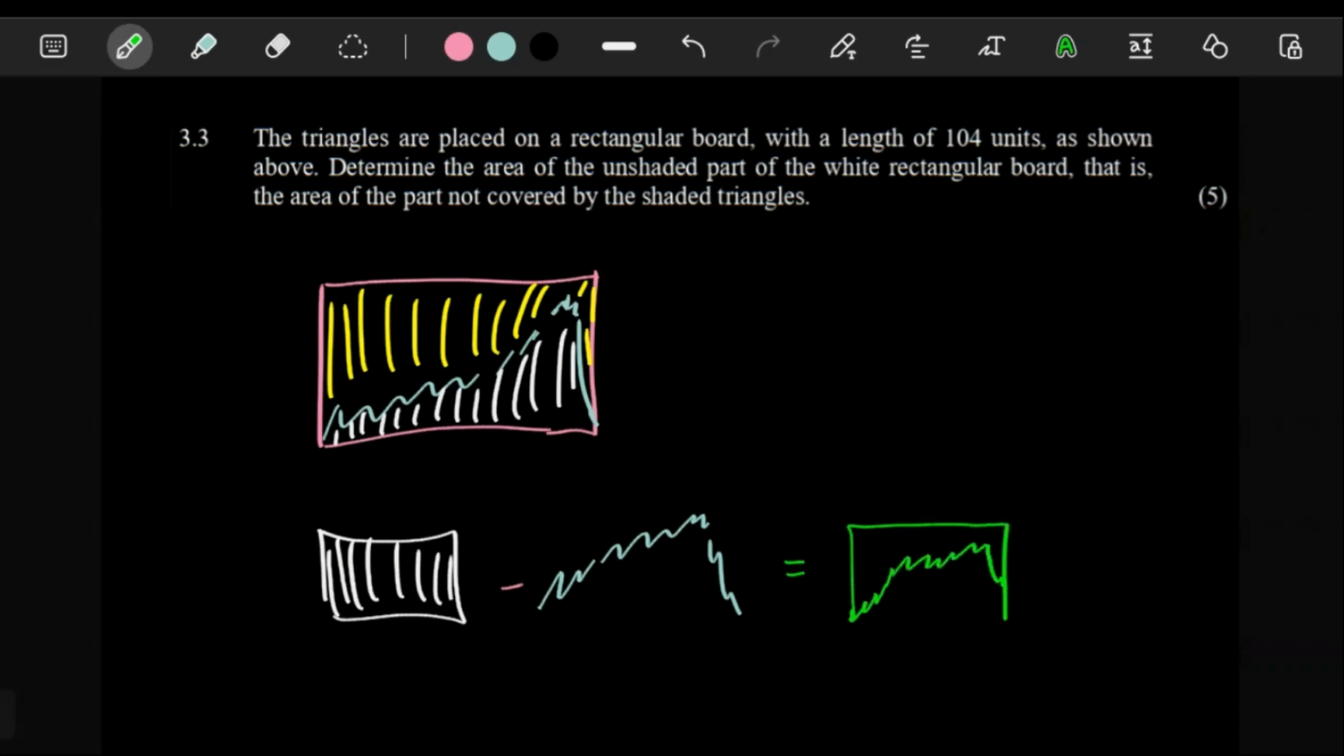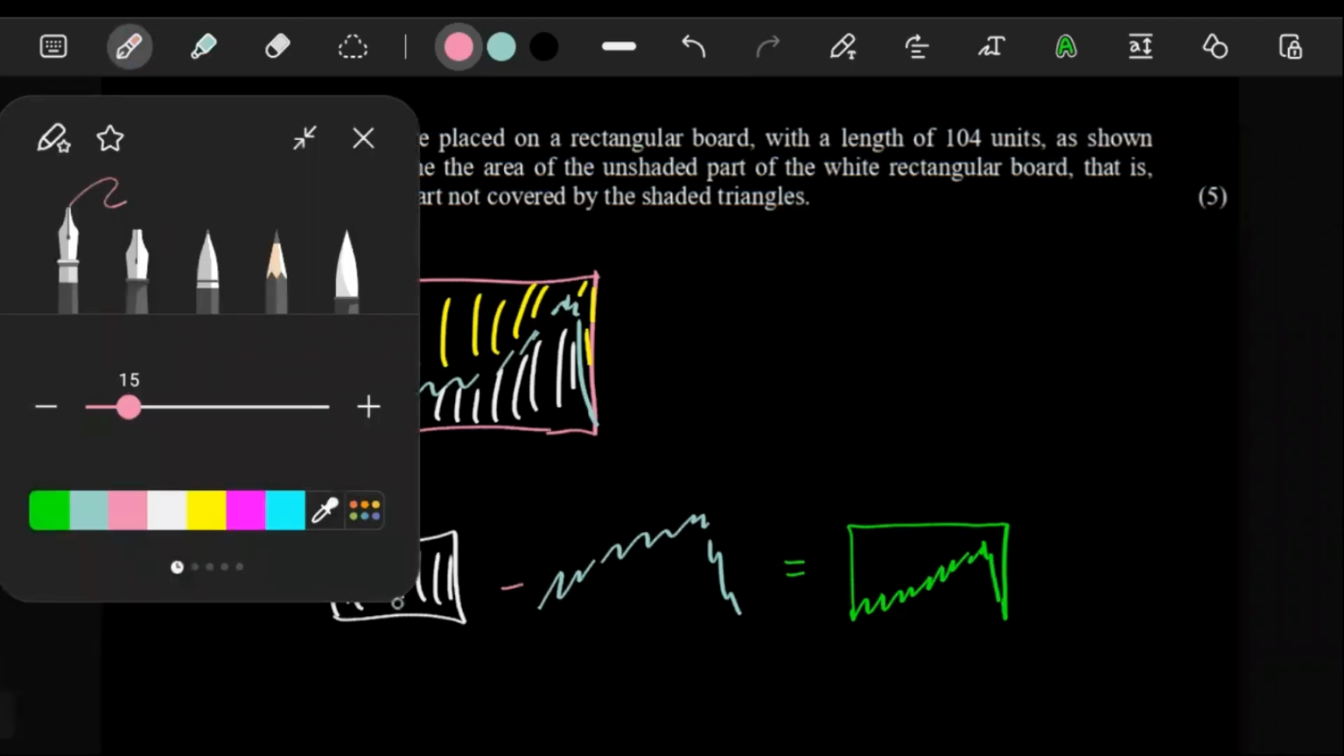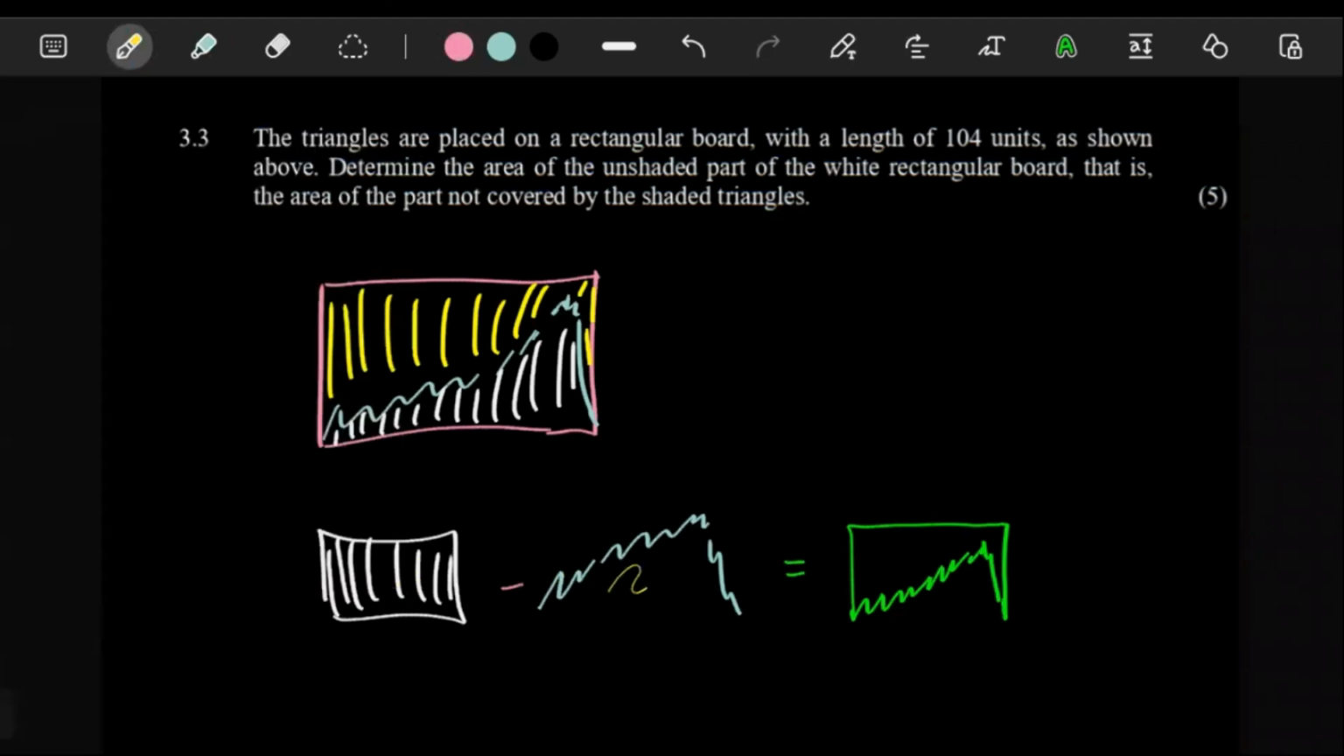I was trying to draw the triangles nicely, but that's the part you're going to have. From taking the rectangle minus the area of your triangles, whatever is left is this. So that's how we're going to do it, because inside the area of our rectangle, remember, you do have the areas of your triangles. If you take the whole thing minus the area of your triangles, what you're going to have left is the part that they're referring to.